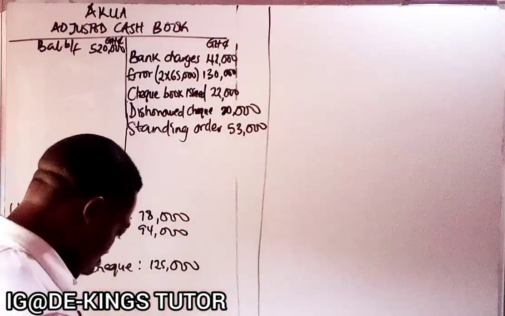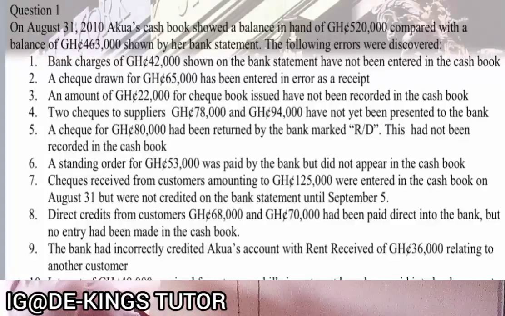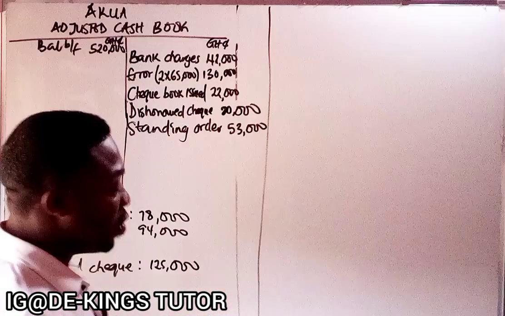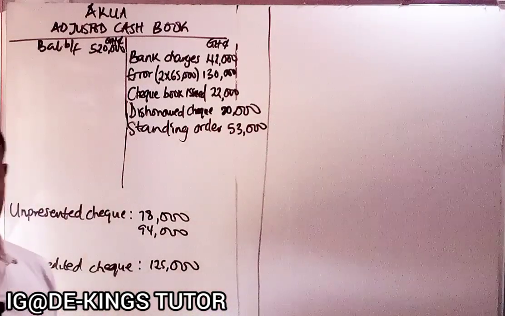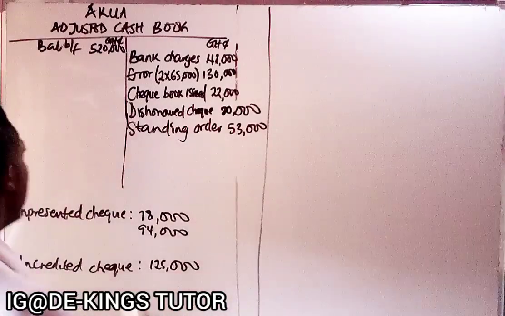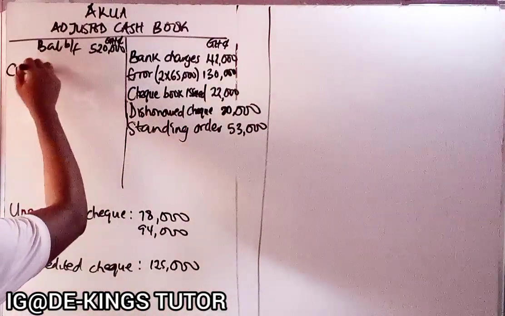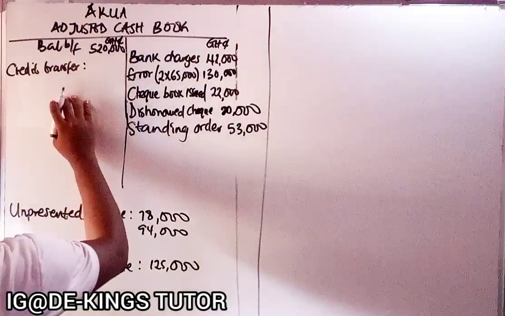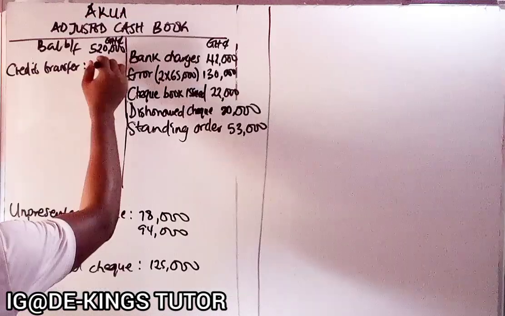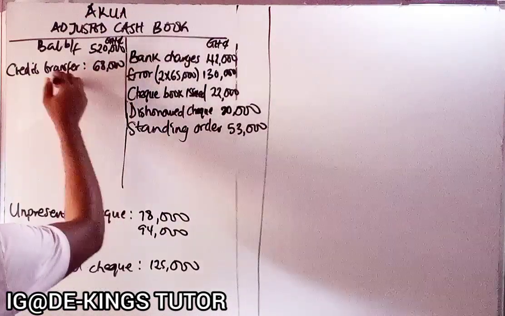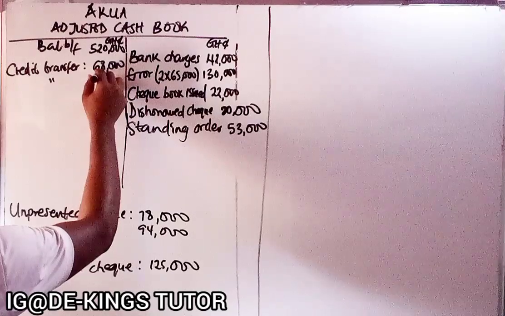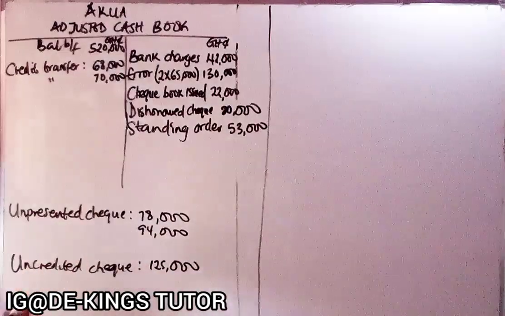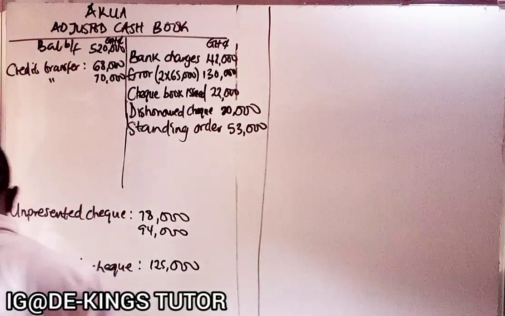Okay, so the next one, it said direct credit from customers, 68,000 and 70,000, had been paid directly into the bank. So once customers make a direct payment, we call that a credit transfer. So credit transfer is added to the cash book. So we have a credit transfer. Now the first one is 68,000. While credit transfer, the second one is also 70,000. Okay, so that is number 8.